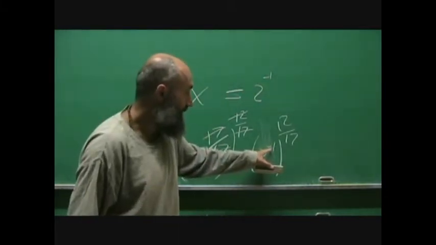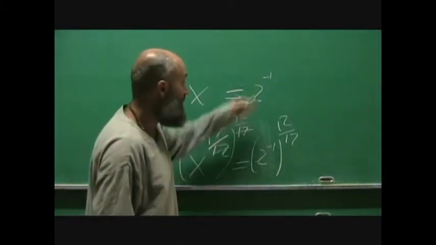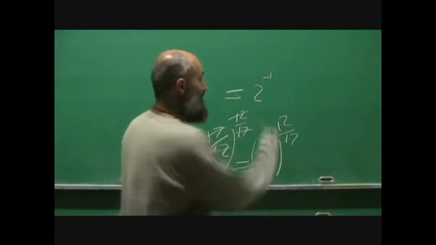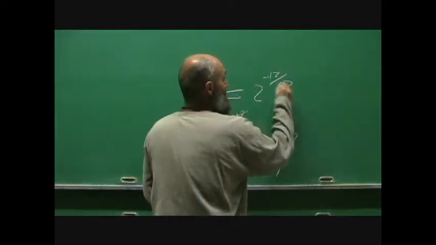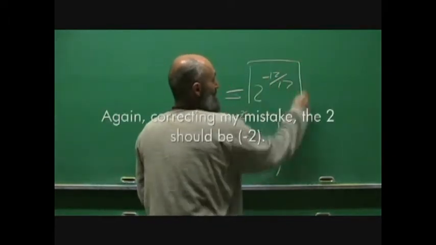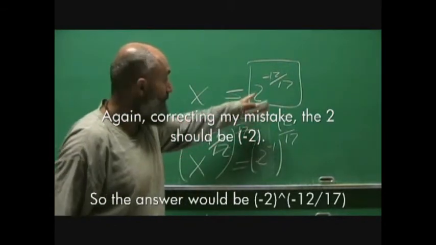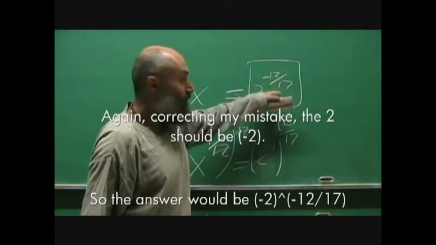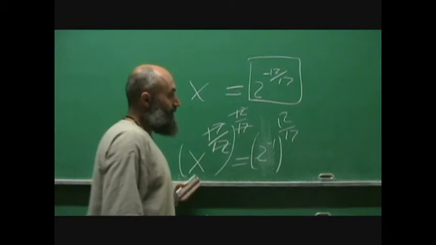And when you have an exponent to an exponent, they just multiply each other. So this would be -1 times this. So it would be -12 over 17. And that would be the solution, 2 to the power of -12 over 17. That would be the solution.